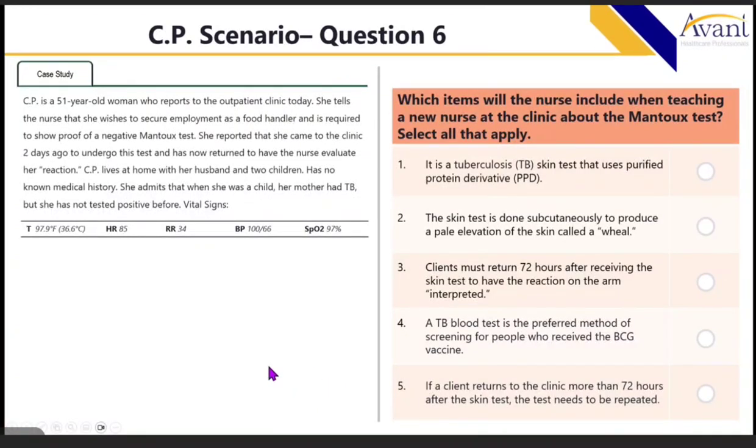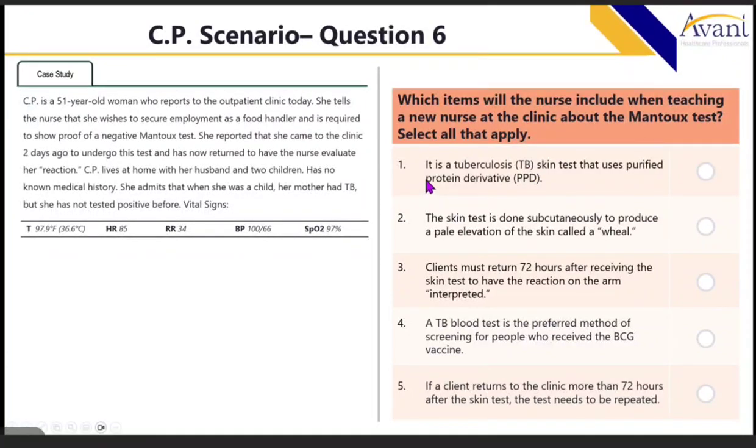So having this background information about CP and this set of vital signs, which items will the nurse include when teaching a new nurse at the clinic about the MANTO test? Select all that apply. So really our question here isn't about CP. Our question is about the MANTO test. What's true about the MANTO test, right? That's what we want to know.